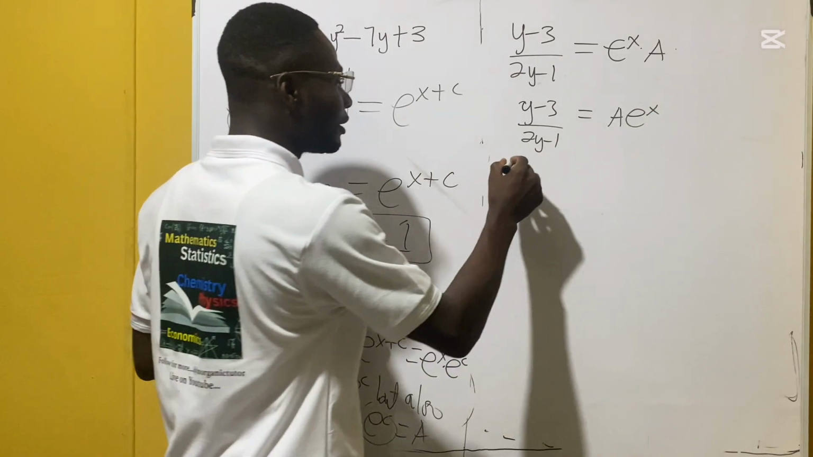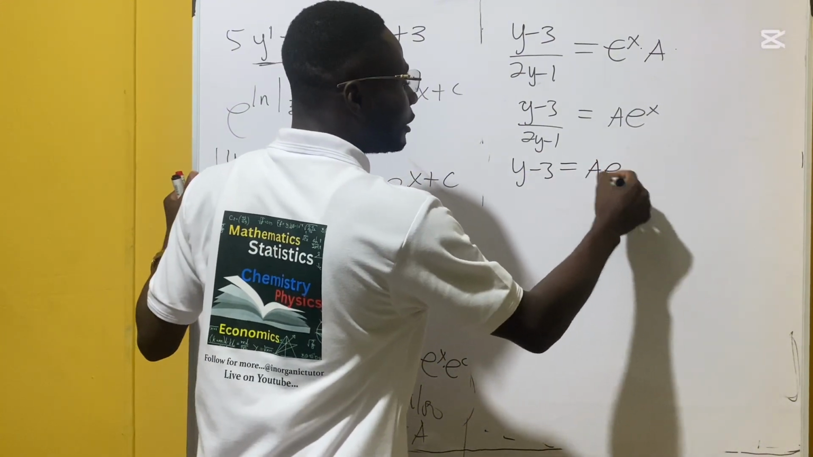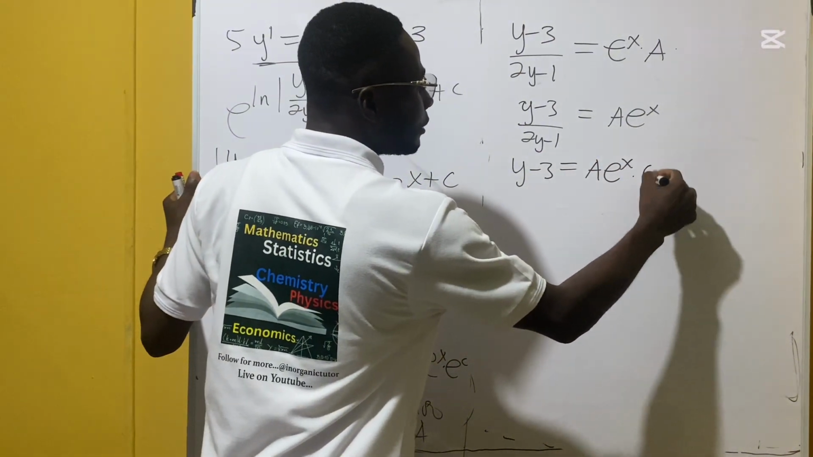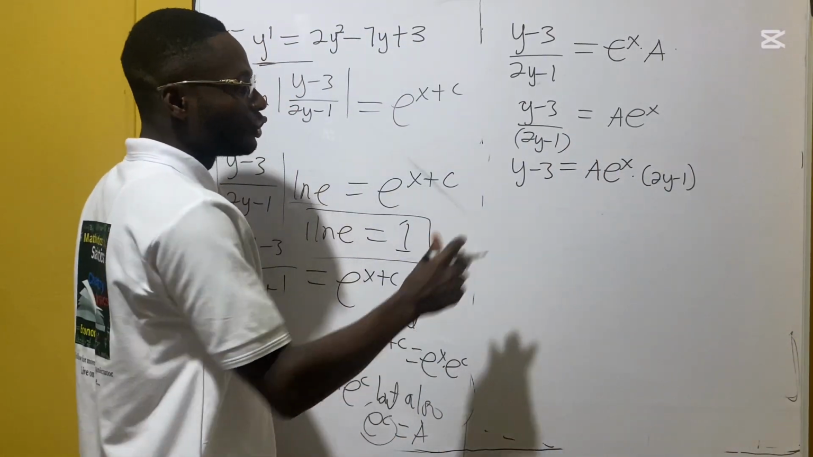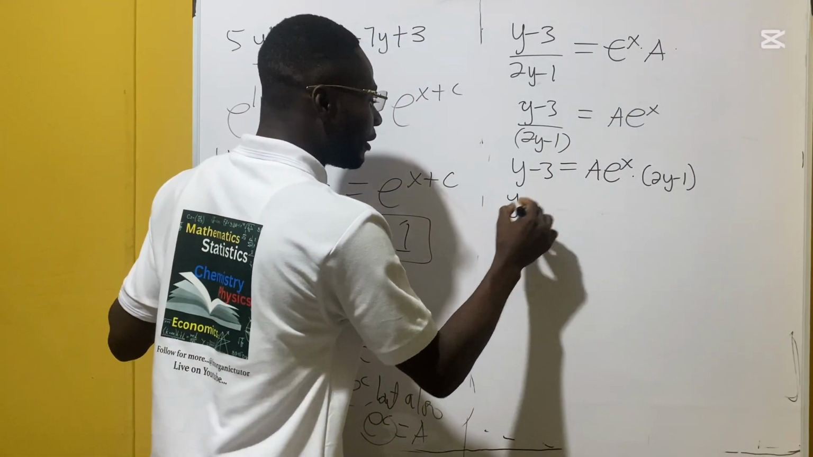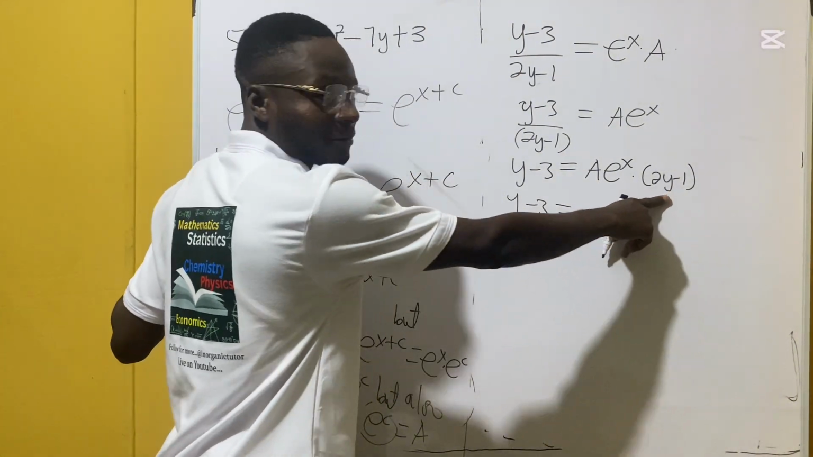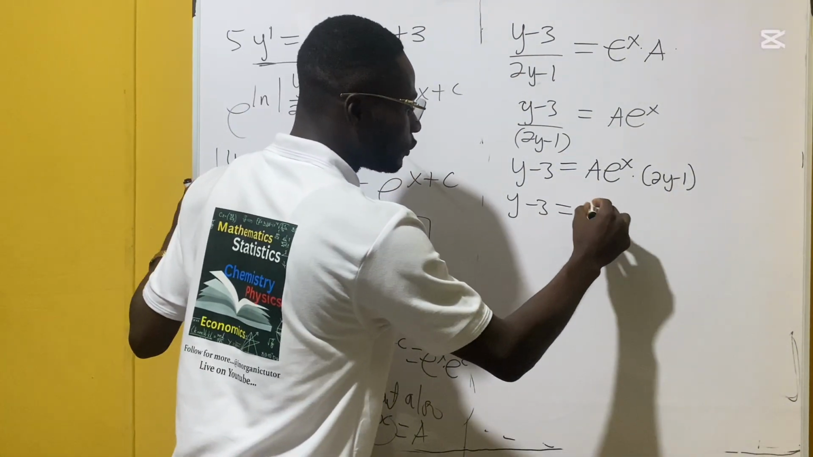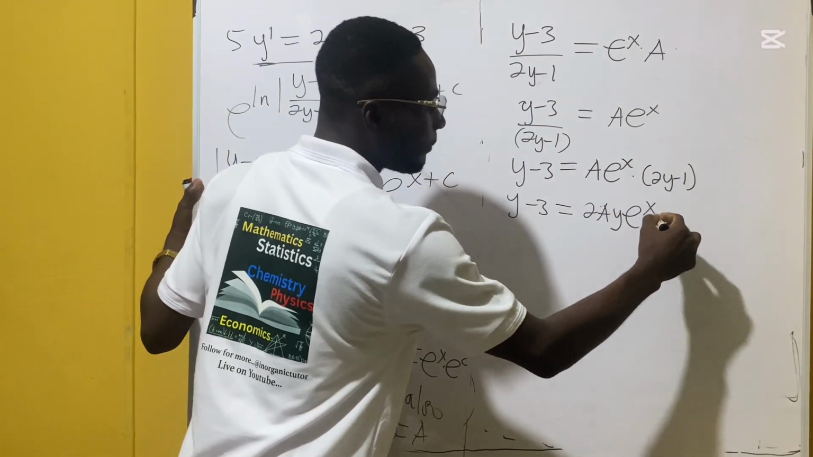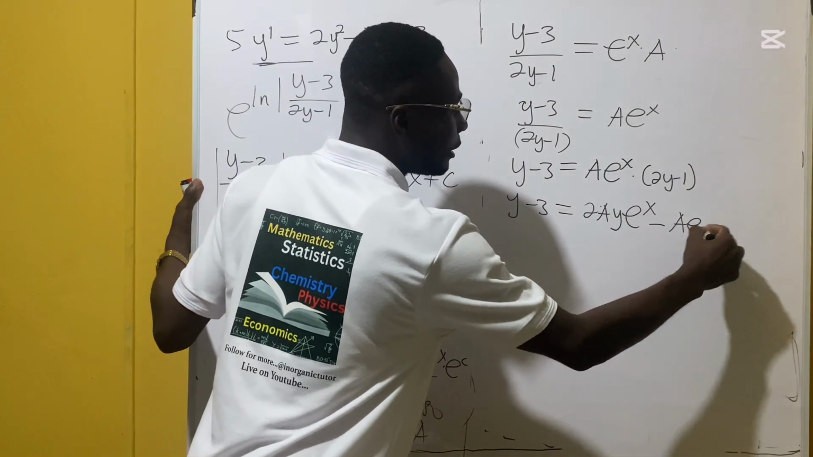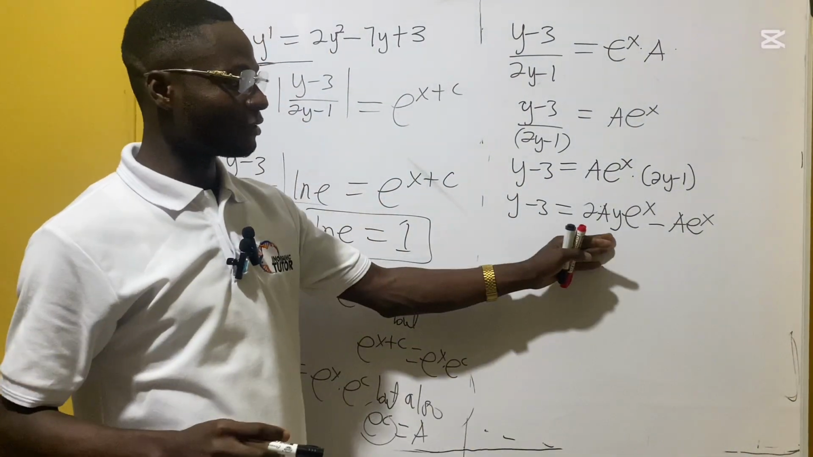So when we do that, we have y minus 3 should be equal to a e power x times 2y minus 1, right? So once we have this, we have y minus 3 is equal to, spread this to all of the items in the bracket. So we have 2ay e power x minus a e power x, right? So the rest is algebra.